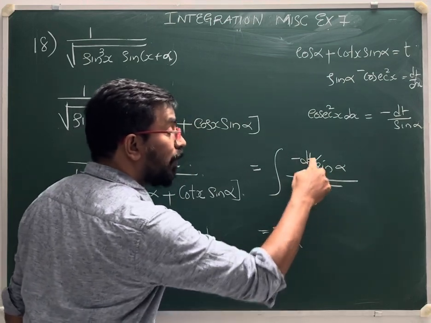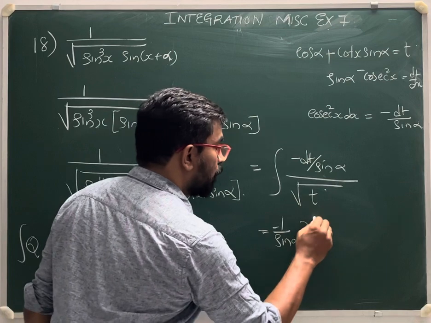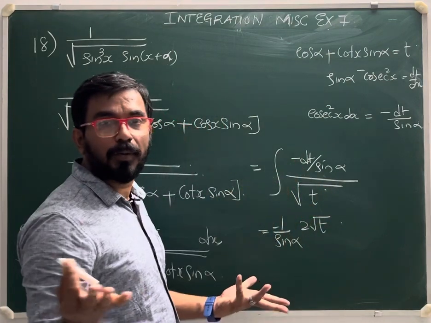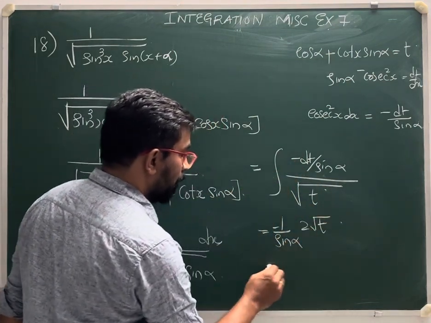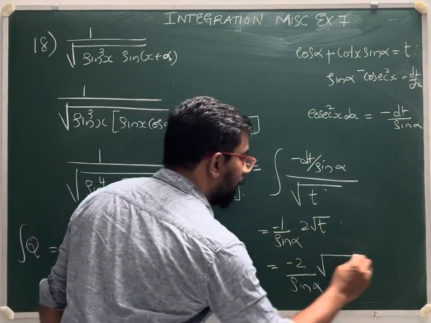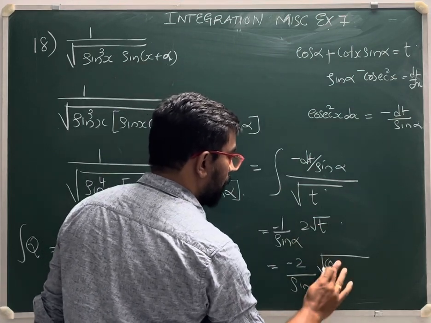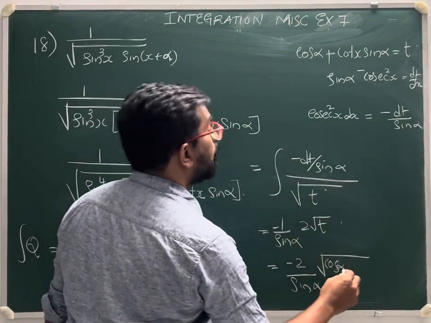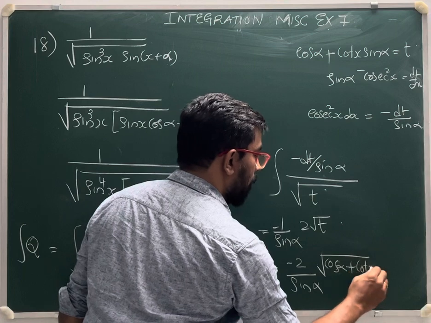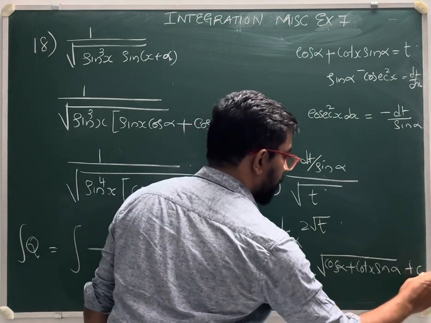Now you should remember the integration of 1 by root t is 2 root t. So this is 2 root t. Over, our work is over. So this will become minus 2 by sin alpha, times root of t. Now just replace t. What is t? t is this one. So cos alpha plus cot x sin alpha, plus c. So that's the work.